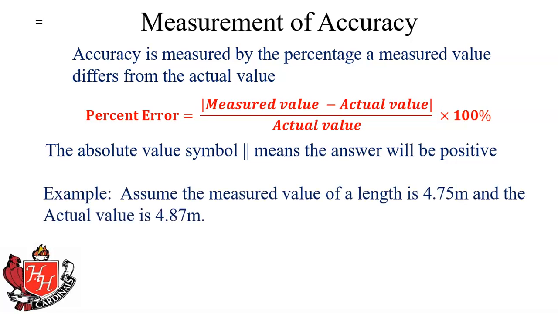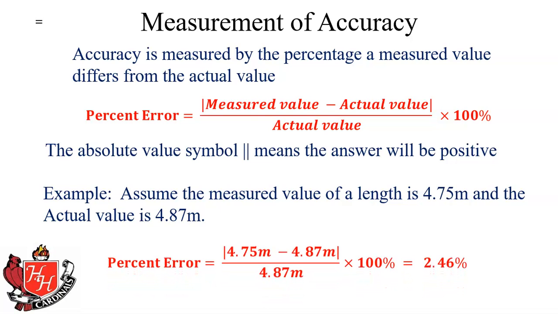So here's a quick example, a pretty simple example. Assume that the measured value of a length is 4.75 and that it's known that the actual value of that length is 4.87 meters. You simply plug those numbers in, and your measured value has an error of 2.46%. And that's how you measure the accuracy of a measurement: by using percent error.